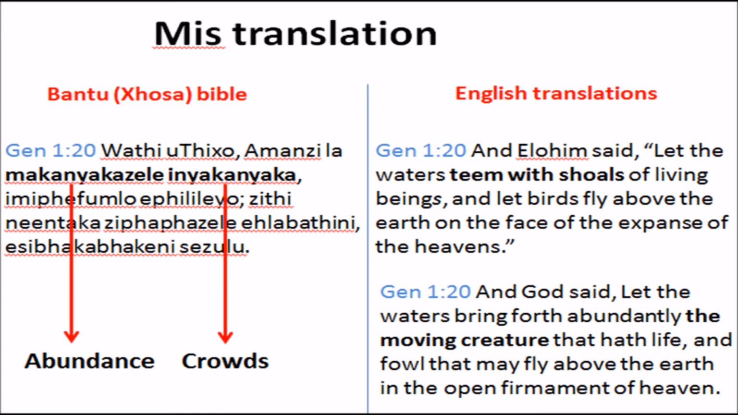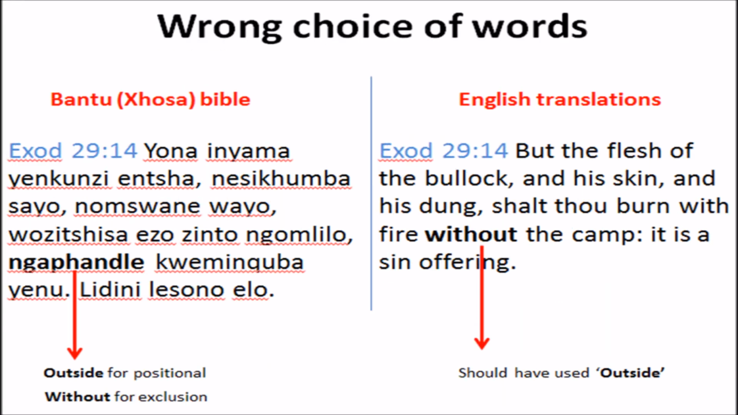Now it's getting worse and worse. Stay with me, you'll see worse. Exodus is even worse. I'm picking random texts here. Exodus 29 is the worst of all these proofs. Maybe I should have started with it. Now, Exodus 39 says "without the camp," and in Bantu it says ngaphandle. I mean, without the camp, there's no one who does things without the camp.